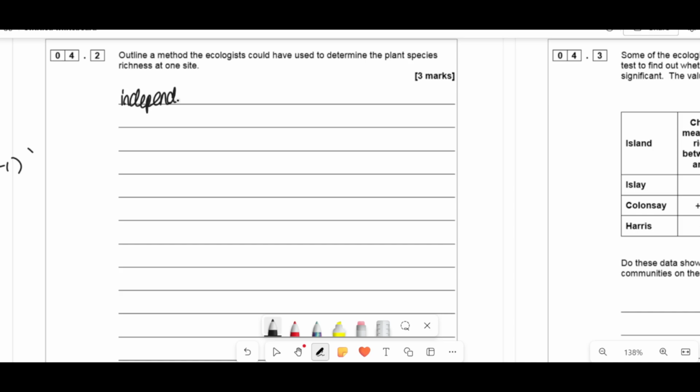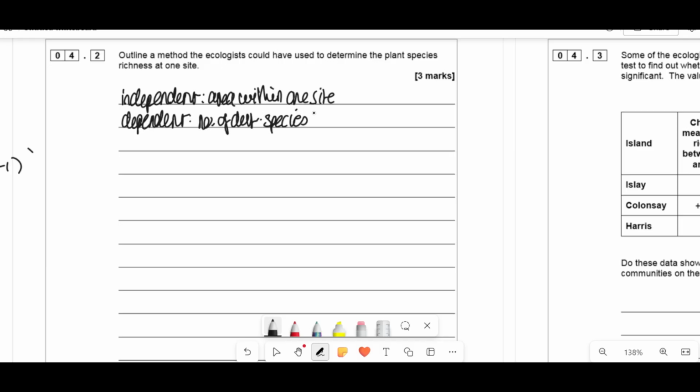Like, literally just scribble it out if you want to. So, your independent variable and your dependent. Right, so the independent variable is we're looking at the plant species at one site. So we're sticking to the same area. It's just going to be the area within the one site we're changing, aren't we? Right? And dependent is the number of different species seen.